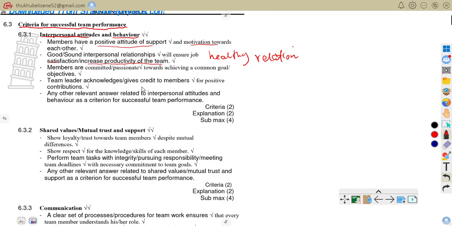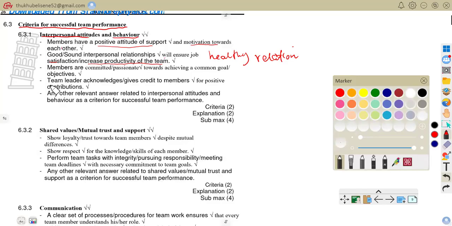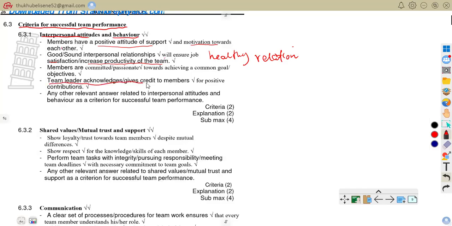Team leader acknowledges and gives credit to members for positive contributions. So a team leader must always tell them when they are doing good. That will motivate them. So a team leader must acknowledge and give credit to members for positive contributions, so that they will push more and work very hard. That is that.